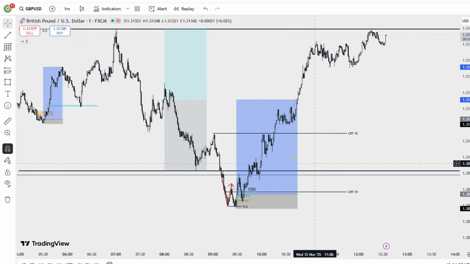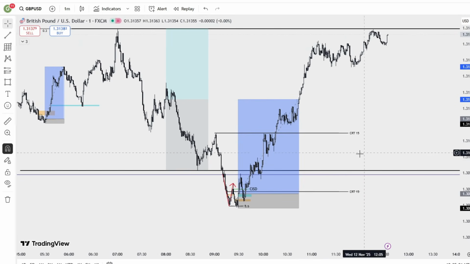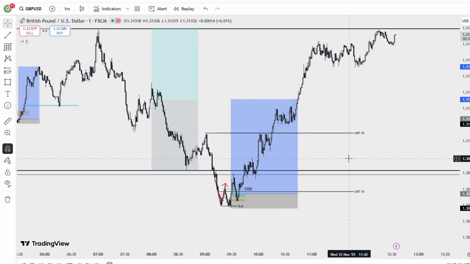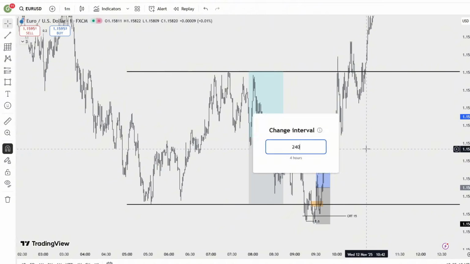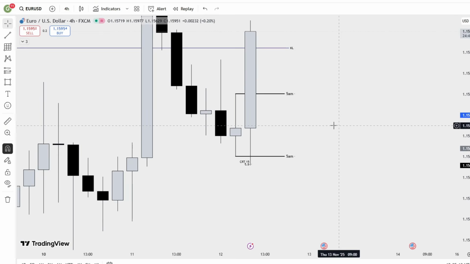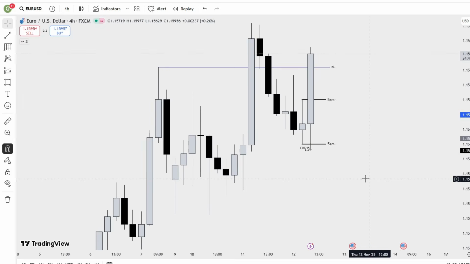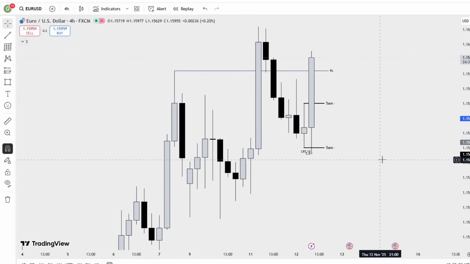Pretty simple. You can use it with any prop firm you want and do it with your own accounts as well. And I took the same trade on the euro. On the euro we have a little bit different situation, and we don't have a key level. But you can actually use this model without the key levels. Of course, the key levels are additional confirmation for your trade, so it's better with a key level.